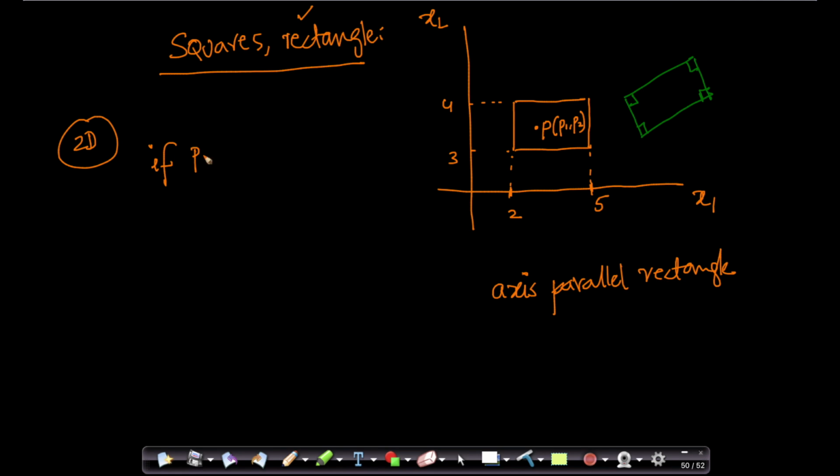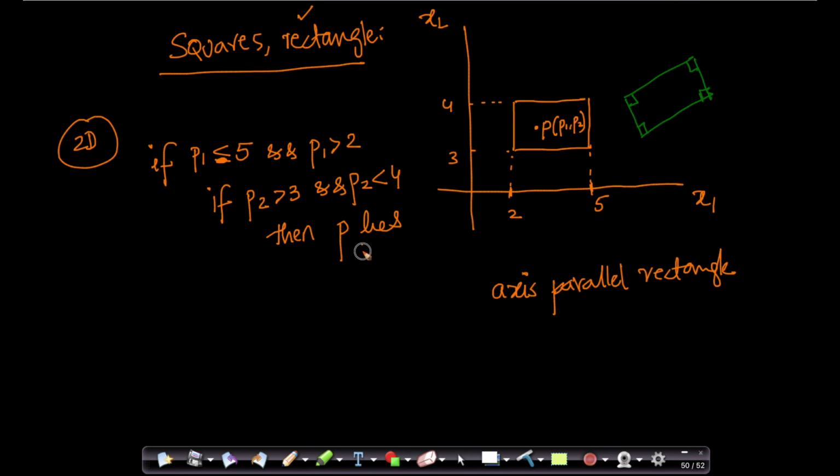If P1 corresponds to x1: if P1 is strictly less than 5, and if P1 is greater than 2, and similarly if P2 is greater than 3 and if P2 is less than 4, then P lies inside the rectangle. So why did we write this? What does P1 less than 5 mean? Geometrically, everything on this side, P1 less than 5, basically means this half space.